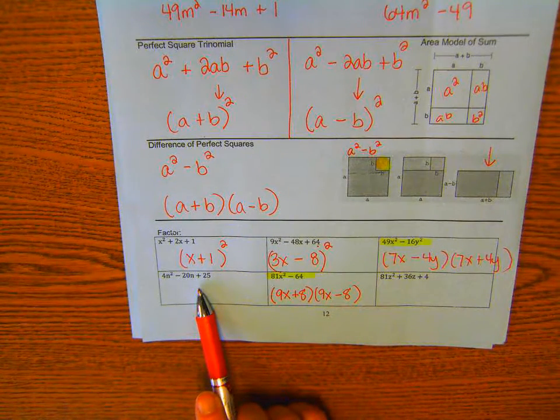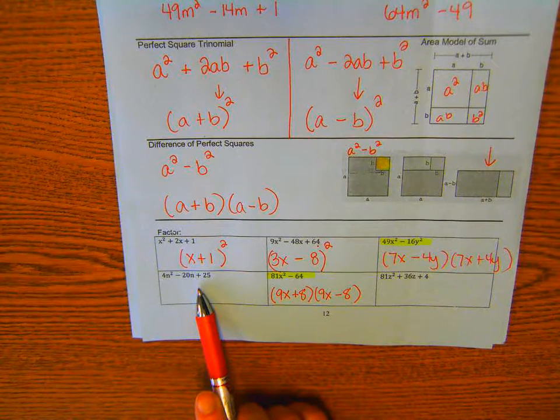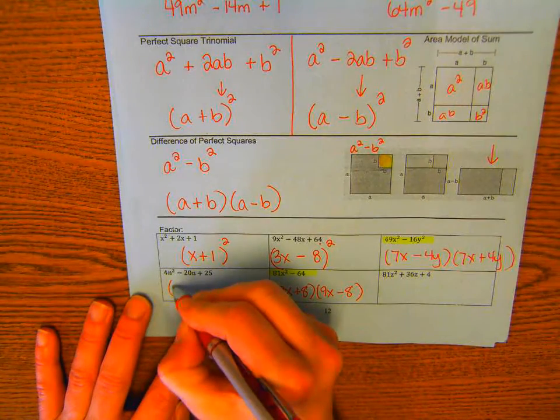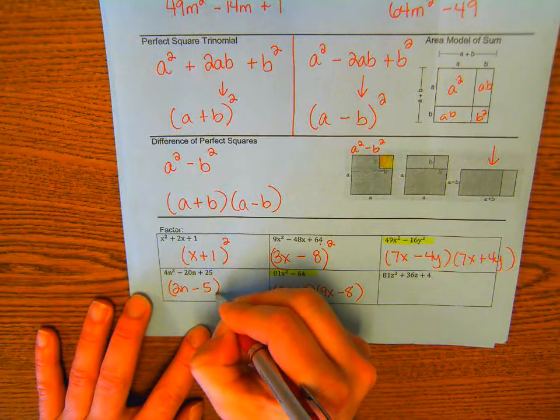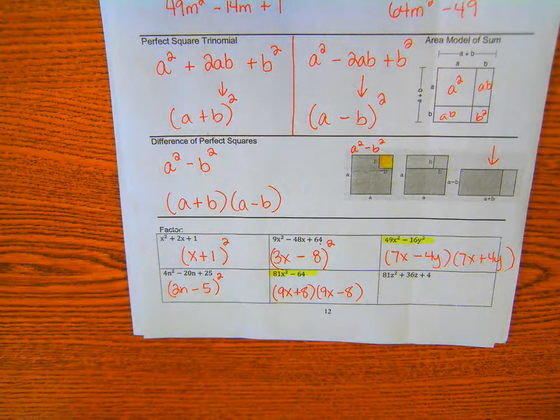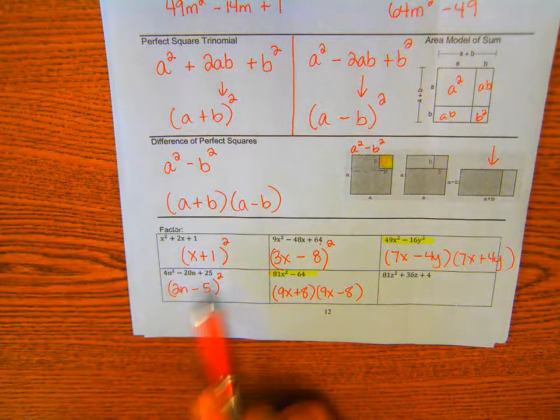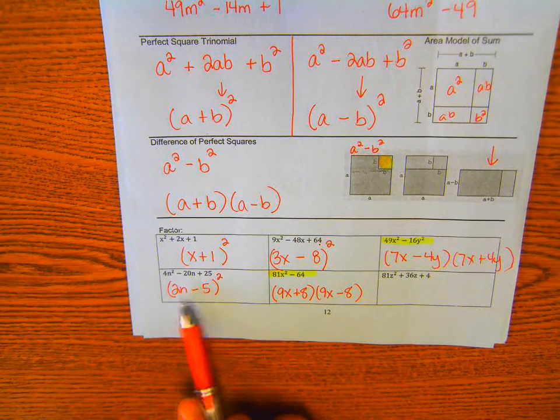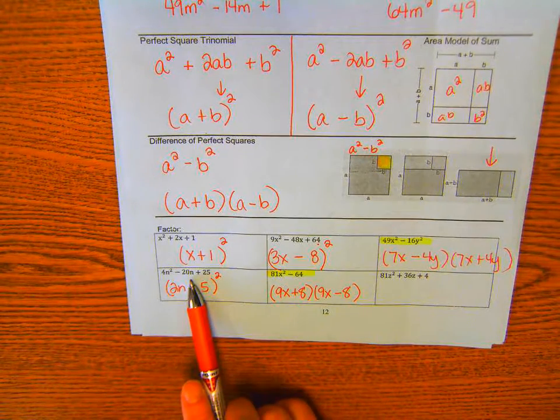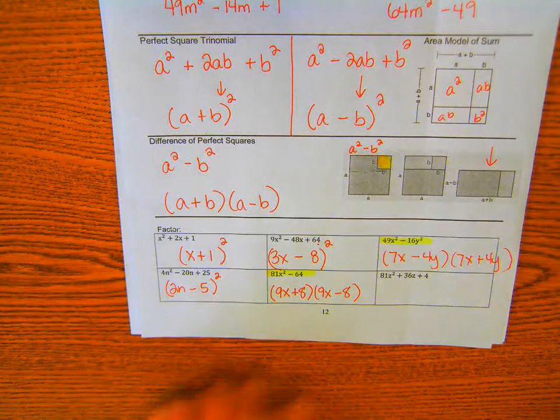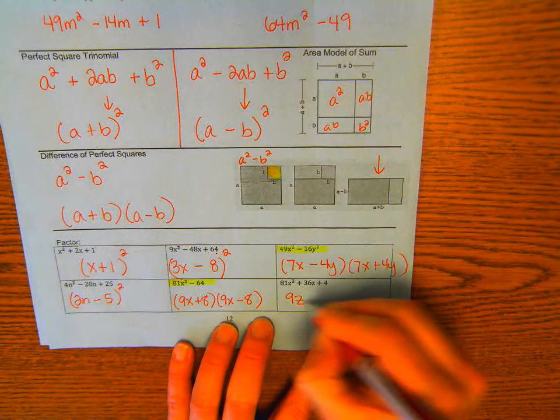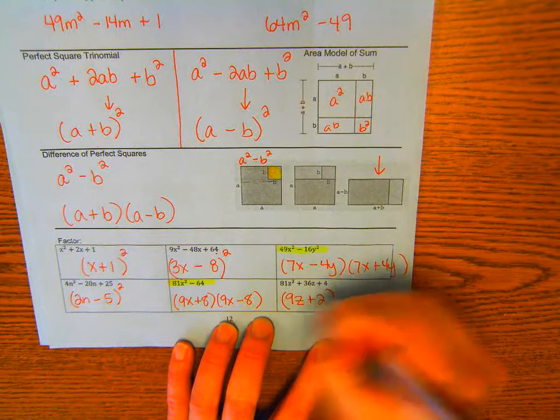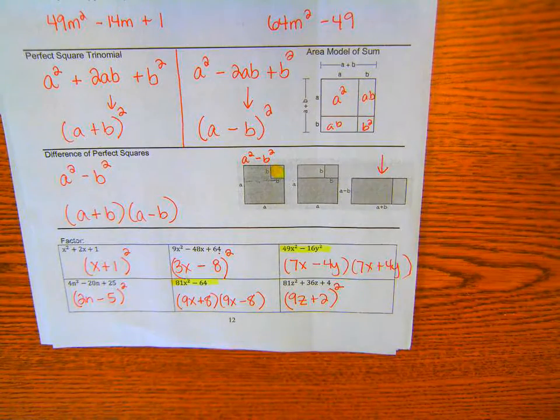Does anybody want to try the next one? They think they got it. Cody? Very nice. So the square root of 4n squared is 2n. Square root of 25 is 5. 2n times negative 5 is negative 10. Doubled is negative 20. All right. Any takers for the last one? Caitlin? 9z plus 2 parentheses squared.